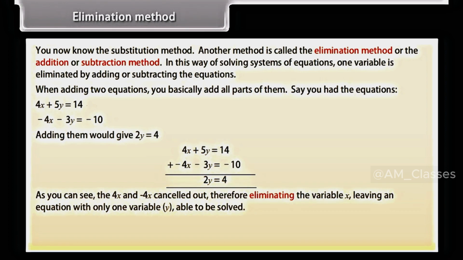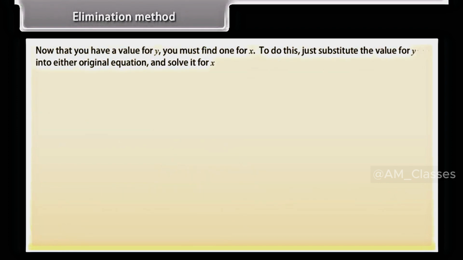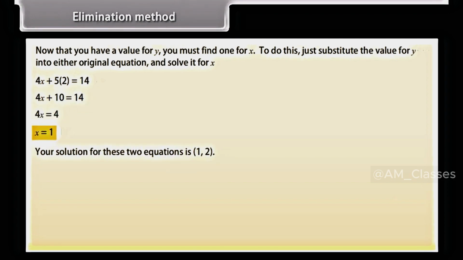As you can see, the 4x and minus 4x cancelled out, therefore eliminating the variable x, leaving an equation with only one variable y able to be solved. 2y is equal to 4, y is equal to 2. Now that you have a value for y, you must find one for x. To do this, just substitute the value for y into either original equation and solve it for x. 4x plus 5 into 2 is equal to 14. 4x plus 10 is equal to 14. 4x is equal to 4. x is equal to 1. Your solution of these two equations is 1, 2.